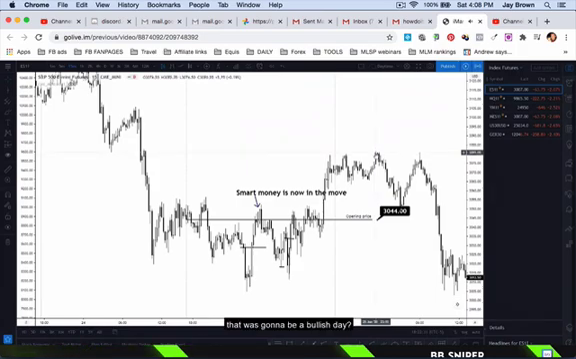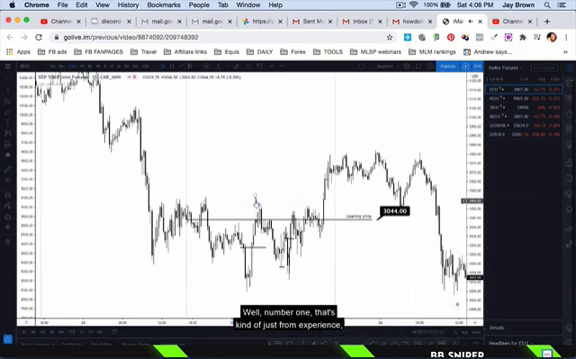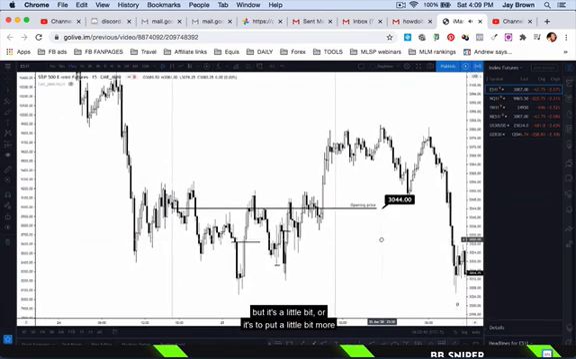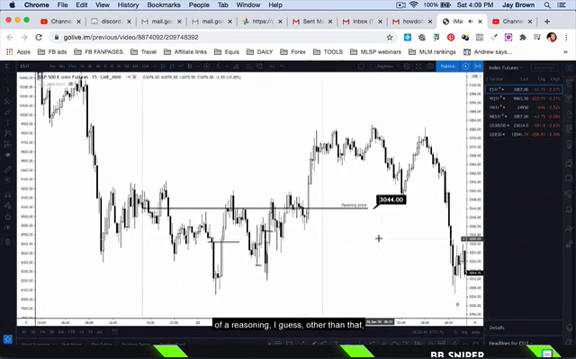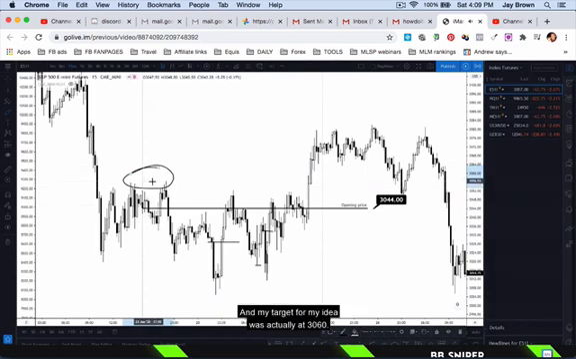Now, how did we anticipate that that was going to be a bullish day? Well, number one, that's kind of just from experience, but to put a little bit more reasoning on it, if we're going to go long, we need a target, right? So what's our target? Some of you probably already saw this. Equal highs, right? That is a very short-term, easy target. And my target for my idea was actually at 30.60.